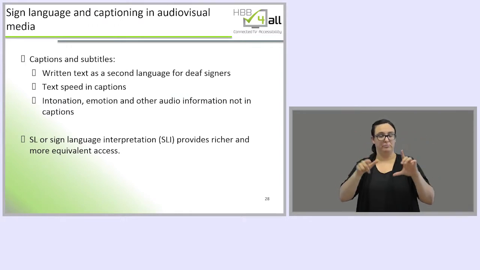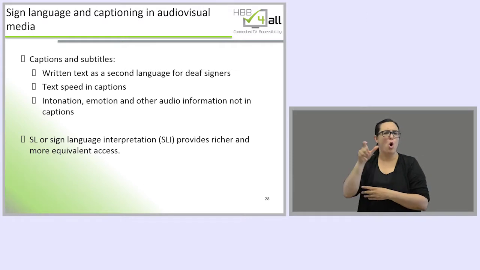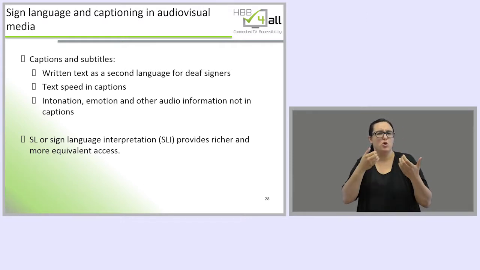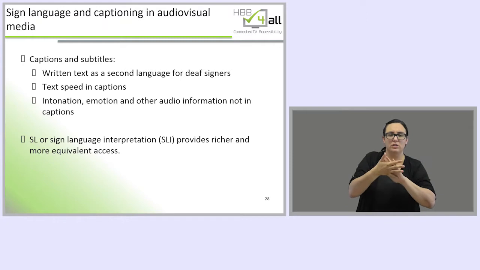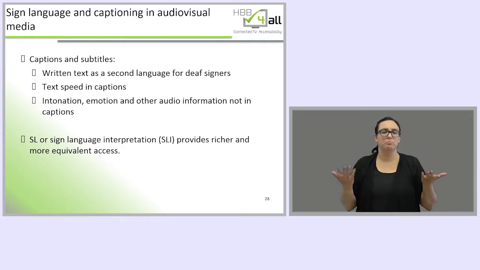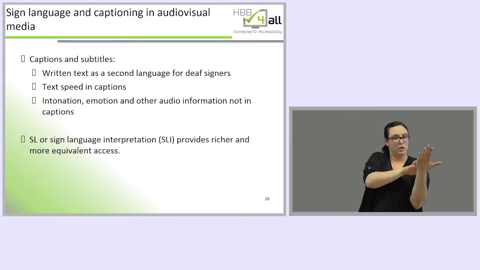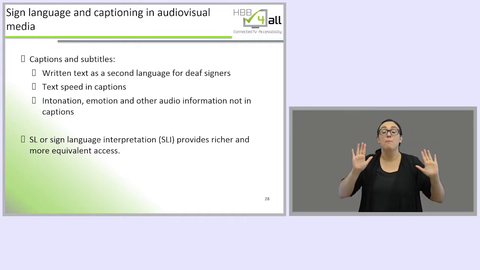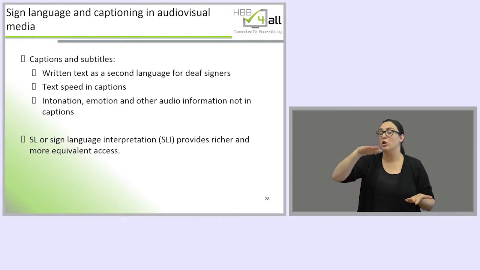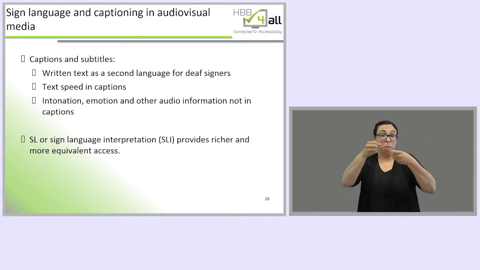Maybe some of you are wondering why deaf people need to access information through sign languages. Why captioning or subtitling is not enough to grant accessibility. And the thing is that captions and subtitles, for example, convey the written text. But they cannot convey intonation, emotion, or other audio information that is relevant to the media.